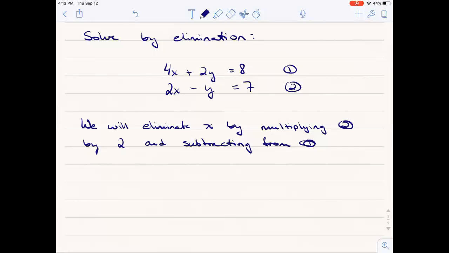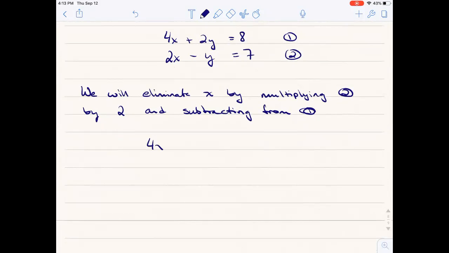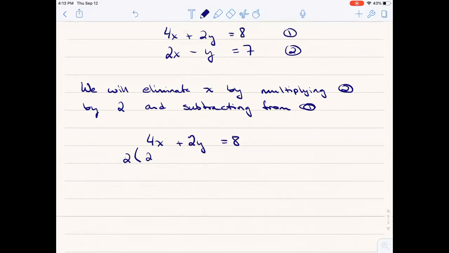Because I'm going to be dealing with these two together, I'll write them both out at the same time, so I'll always have them together. So I've got 4x plus 2y equals 8. That one's staying the same. And then what I said my plan was to subtract 2 times (2x minus y) equals 7. I wanted to subtract that from that top equation.